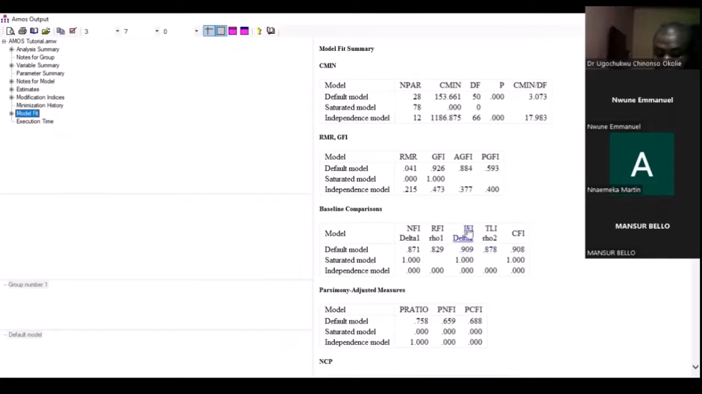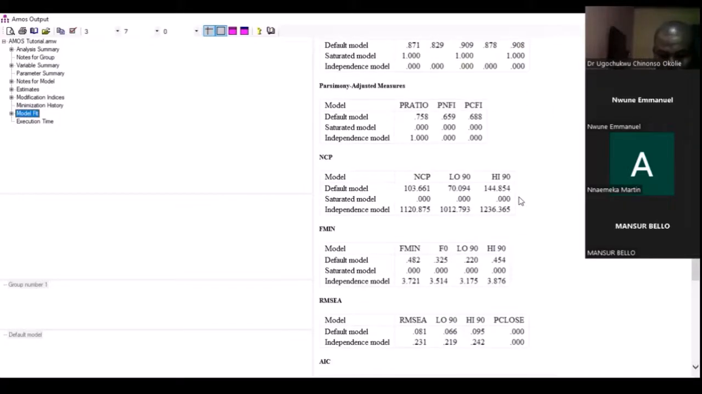So you can see that the incremental fit index has risen to 0.909, which is 0.91. But our TLI is still bad. And if we look at the chi-square divided by degree of freedom, you can see that it has further reduced to 3.07. Okay, it has further reduced.